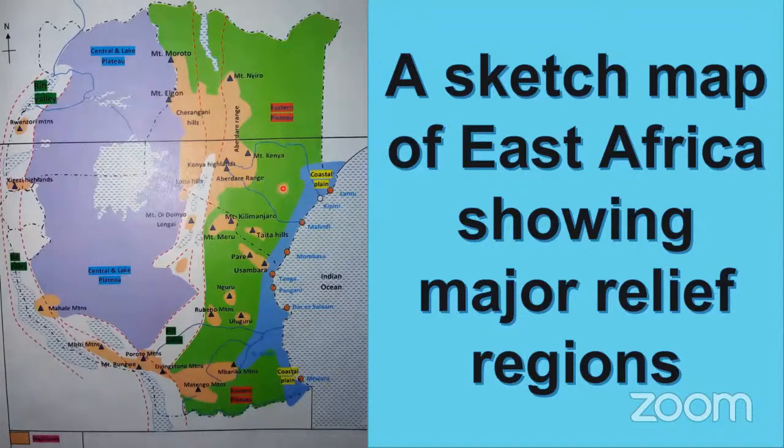Then we have the coastal plain that is in blue. This green one is the Eastern Plateau. Then this pinkish is the one we are calling the mountainous regions. Then the red dotted lines are the Rift Valley. So I want you to draw this map in your classroom. Okay.